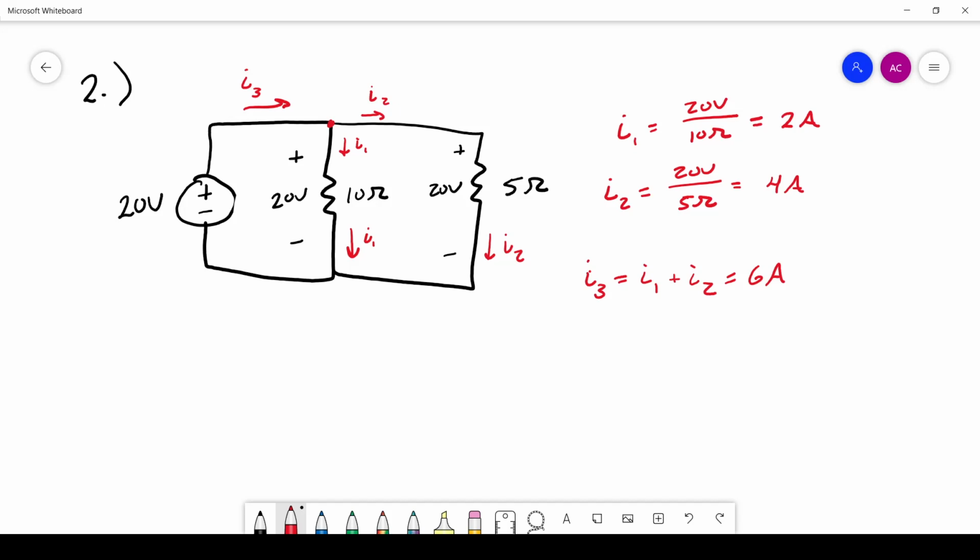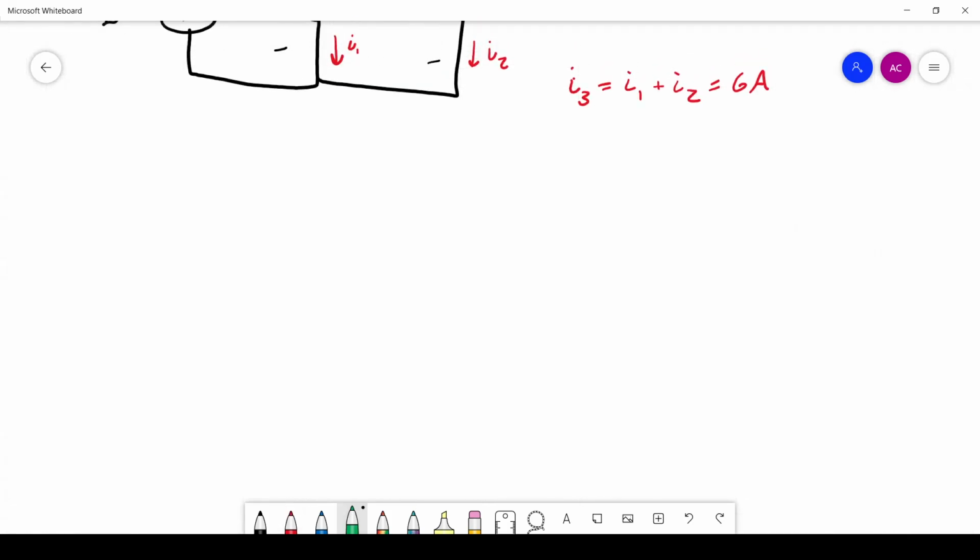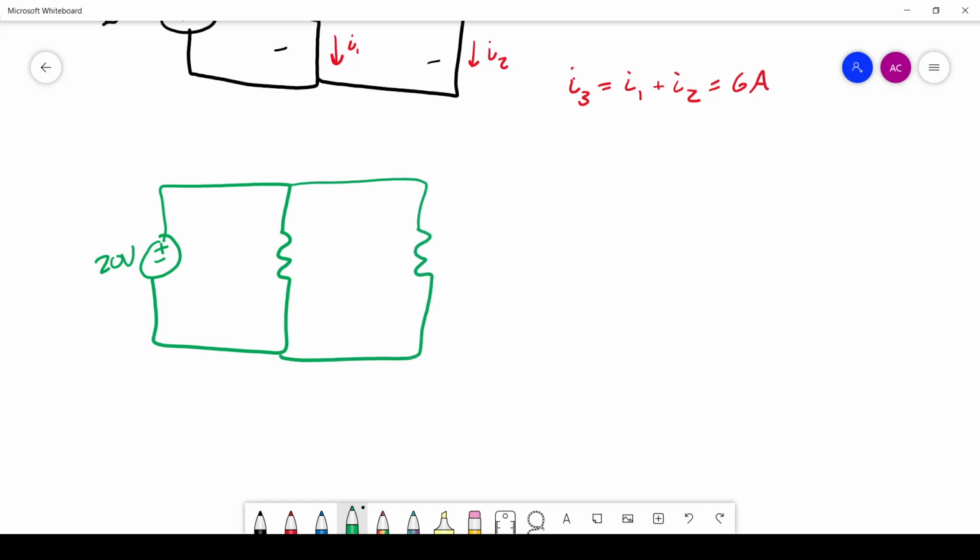So you might be wondering, why is it that we didn't have to do the parallel resistor combination? Well, the answer is we were able to just simplify it enough. So I'm going to take another crack at this problem, except this time I'm going to simplify the parallel resistors. Okay, so what I'm going to do here is, let's move down. I'll use the green color this time. So we have our 20 volt source, our 10 ohm resistor, and a 5 ohm resistor.